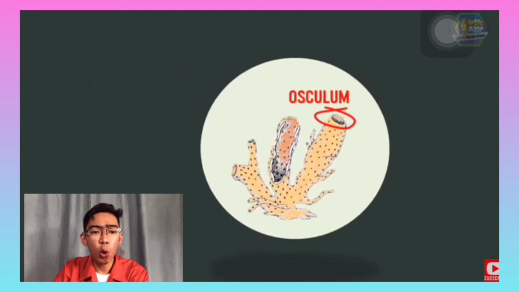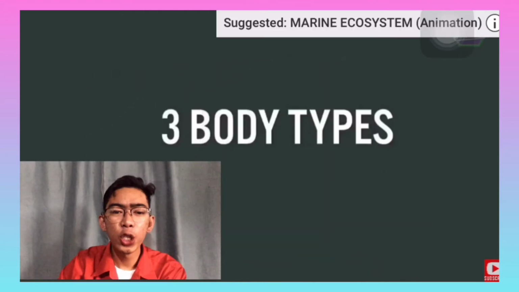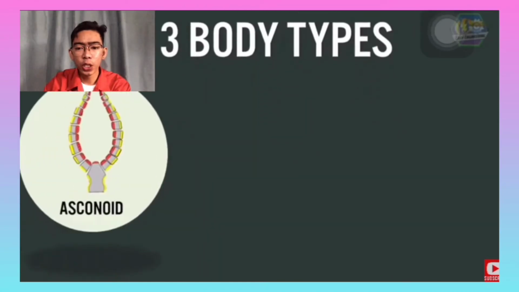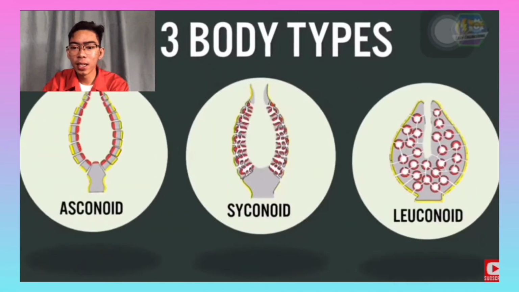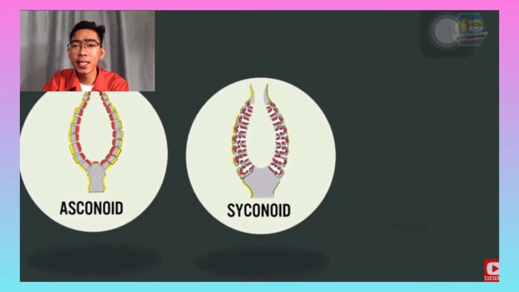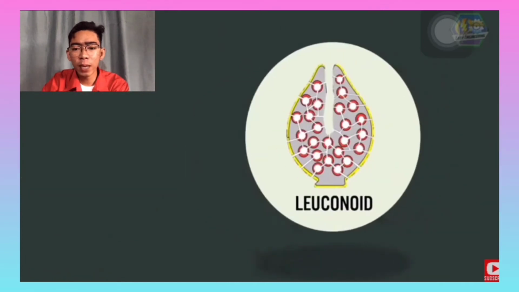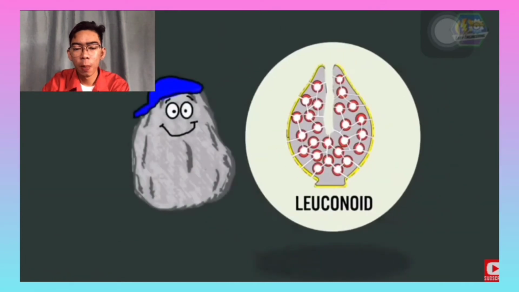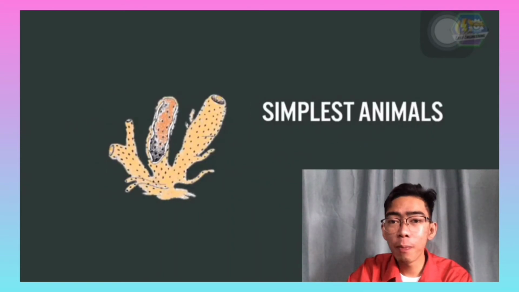The open end is called the osculum, and the interior is the sponge crown. Sponges have three body types: asconoid, syconoid, and euconoid. Asconoid and syconoid are vase-like, while euconoid is shaped kind of like a lamp. Basically, they are called the basic animals. They are not plants though.